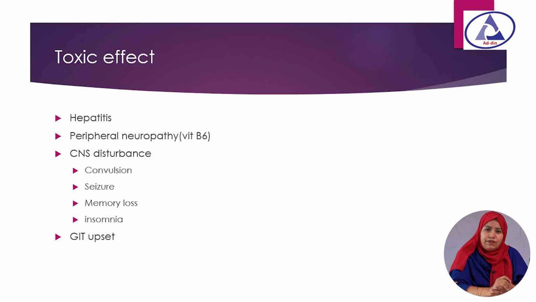Then what are the toxic effects or common adverse effects? Number 1, hepatitis. Patients who are rapid acetylators suffer from hepatitis, and those who are slow acetylators suffer from peripheral neuropathy, which is due to vitamin B6 deficiency. So, to avoid this toxic effect, we have to give them a pyridoxine tablet containing vitamin B6. Then CNS disturbance may occur. What are they? Convulsion, seizure, memory loss, insomnia, etc. And GIT upset is also common.